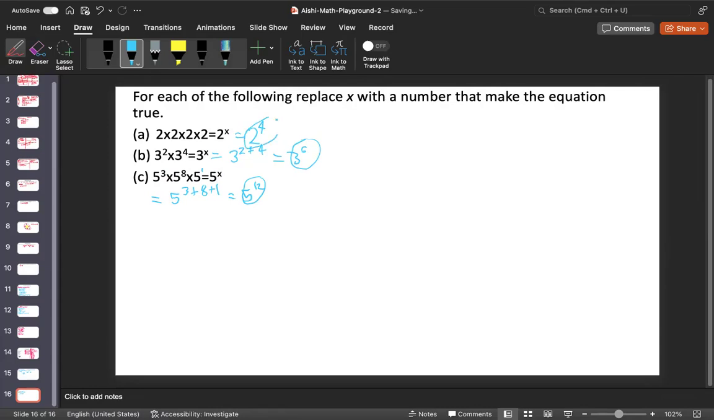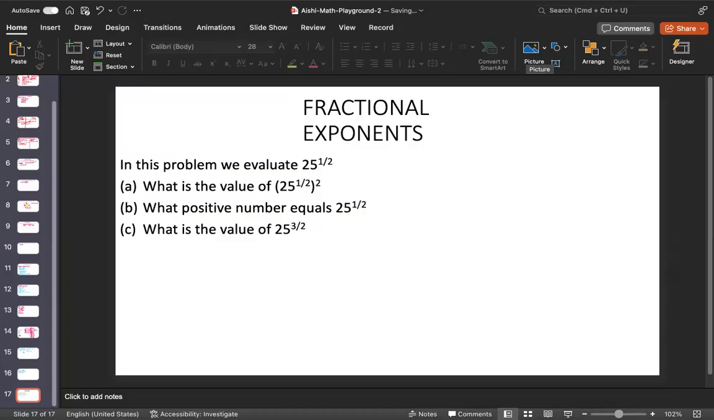Now we're going to move on to fractional exponents. Don't worry, it's not let's go on an adventure to fraction land. Okay, now we can do some fractional exponents. In this problem, we evaluate 25 to the power 1 over 2.